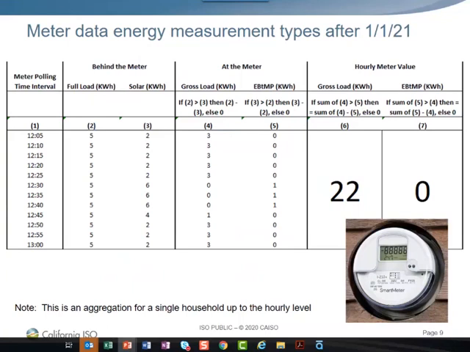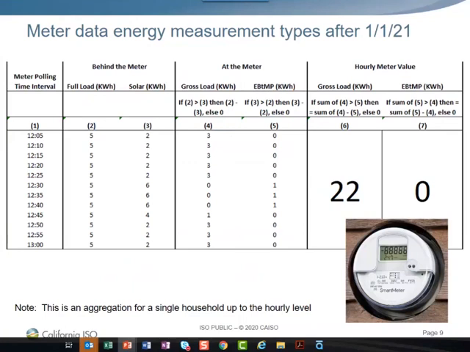So when we're looking at what is at the meter, we're going to break that down into the gross load and the excess behind the meter production. And the way that we do that is we're going to look at the full load, and if the full load is more than that solar, then we're going to do a subtraction. So if you look at the first interval there, you can see that at 1205, the load was 5 kilowatt hours. The solar was producing 2. So the gross load was 3. That's what was being pulled, metered on, to produce energy to serve the load at that house that was not being covered by the solar. So that's the gross load.